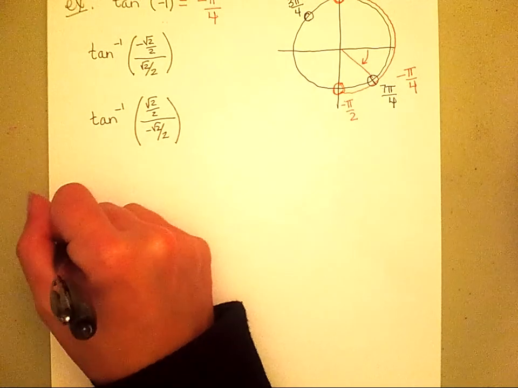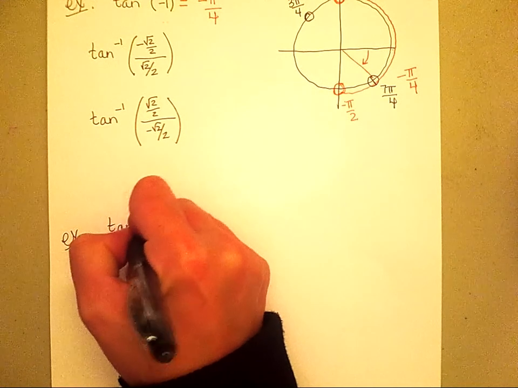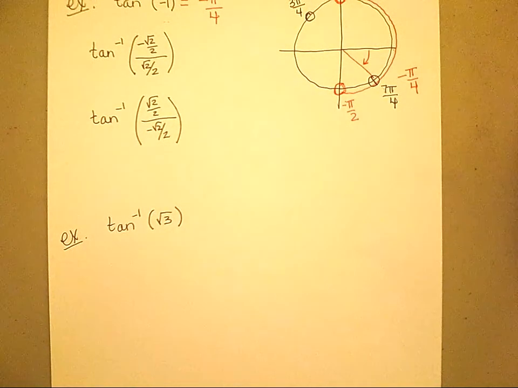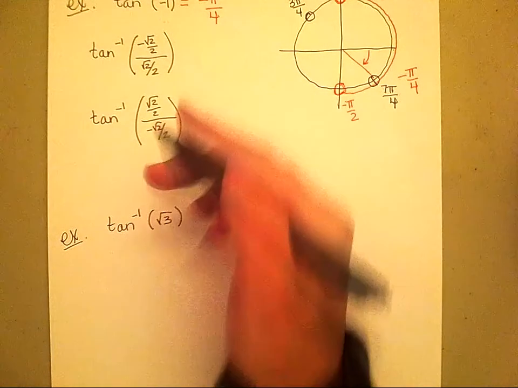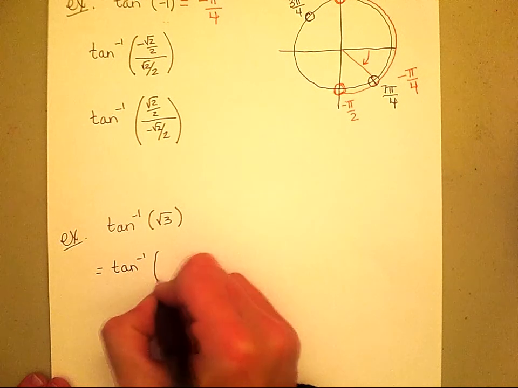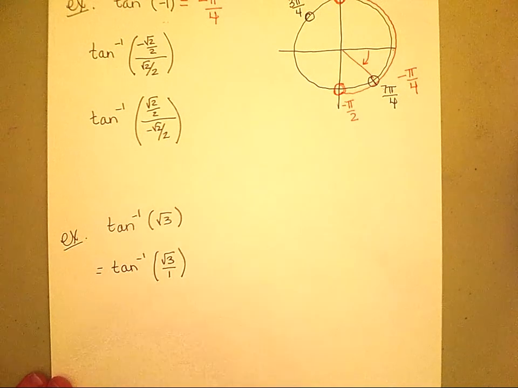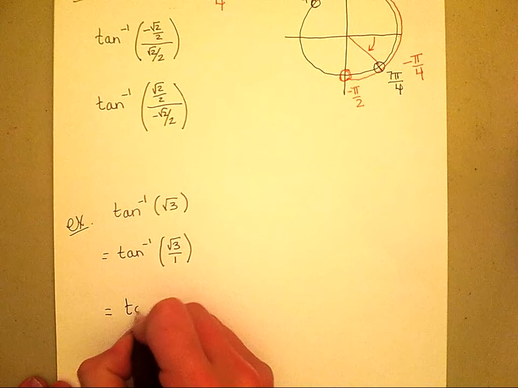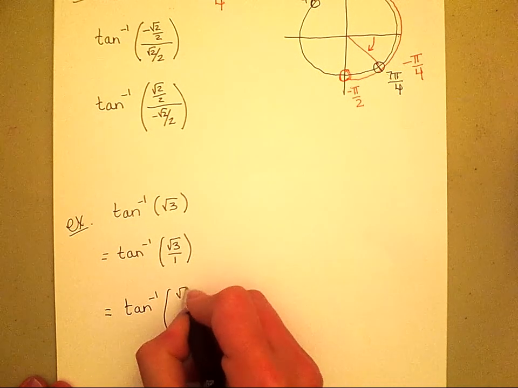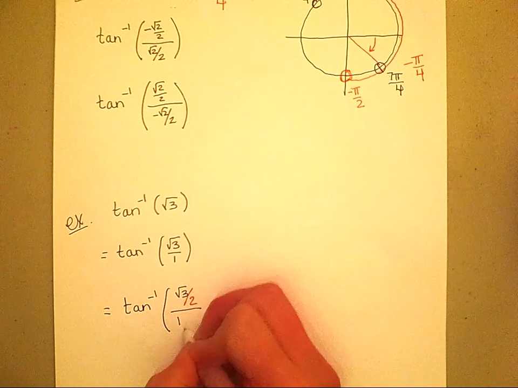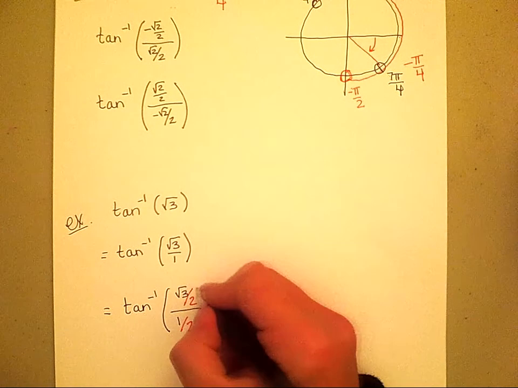Okay, let's do another one. For example, what if we had to find the inverse tangent of root 3? That is, tell me the angle whose tangent is root 3. Alright. Well, again, let's do this little trick that we did up here. This is equal to the inverse tangent of, we could just rewrite root 3 as root 3 over 1, which doesn't quite help us that much. But I could write this as the inverse tangent of, and now I can divide both top and bottom by 2.